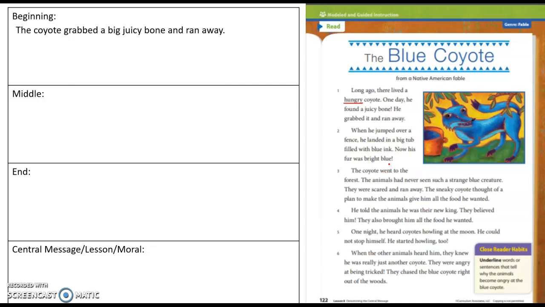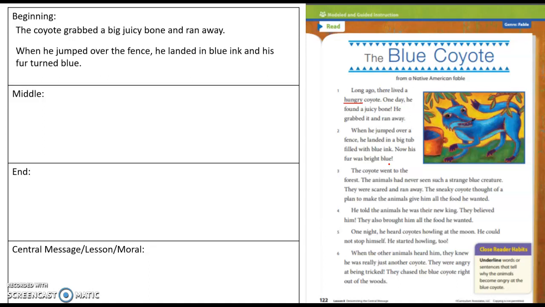So the next thing that happens is the coyote runs away. He jumps over the fence and lands in blue ink, and his fur turns bright blue. So let's see if the coyote kind of runs into a problem.